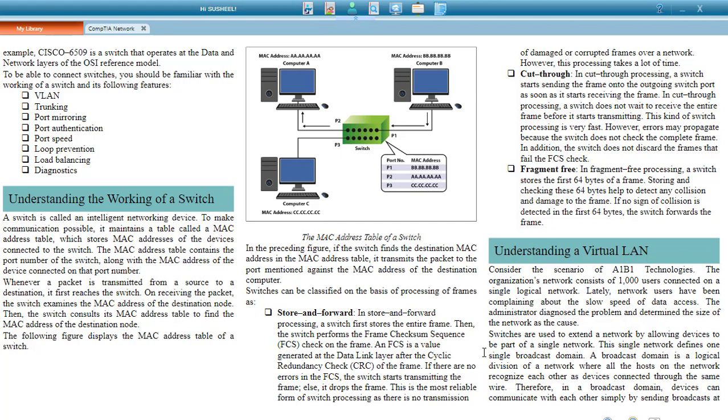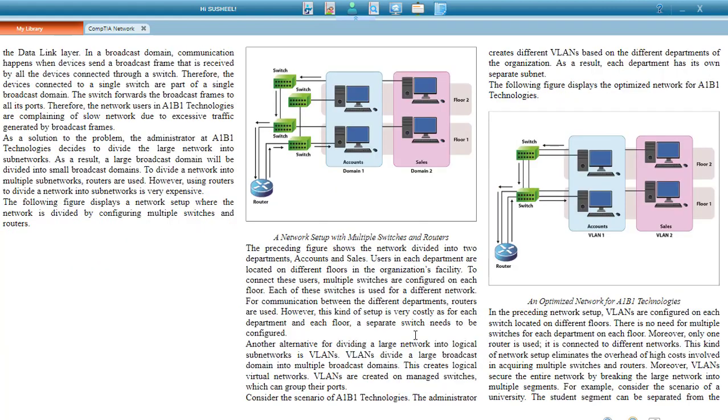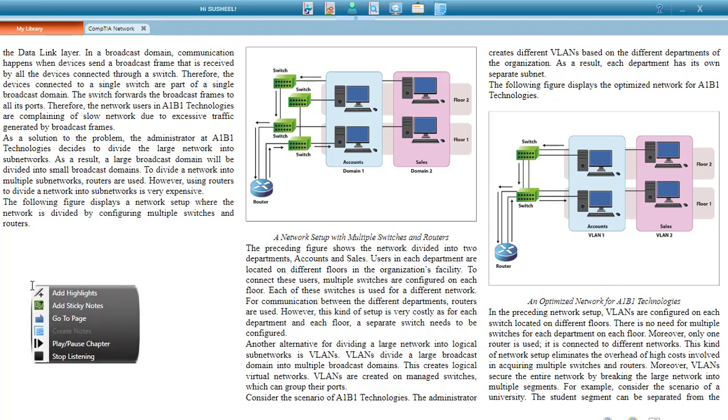This single network defines one single broadcast domain. A broadcast domain is a logical division of a network where all the hosts on the network recognize each other as devices connected through the same wire. Therefore, in a broadcast domain, devices can communicate with each other simply by sending broadcasts at the data link layer. In a broadcast domain, communication happens when devices send a broadcast frame that is received by all the devices connected through a switch.